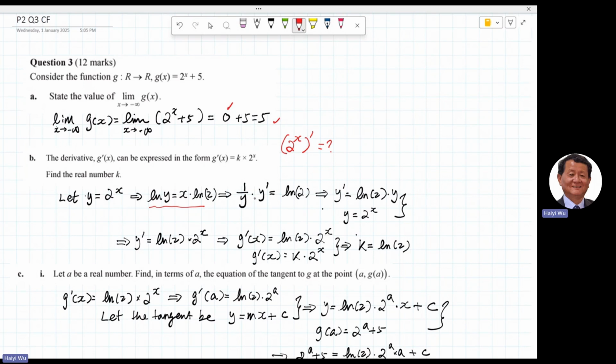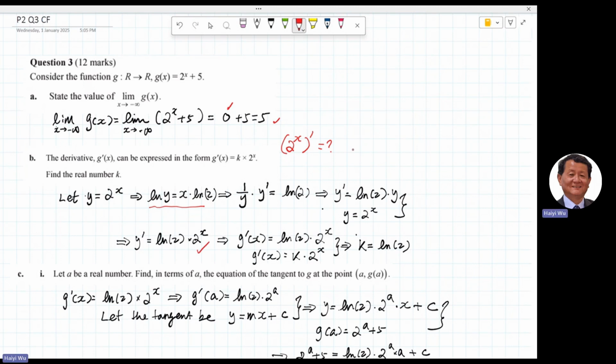On both sides take the natural log: ln y equals x times ln 2. We treat it as a differential equation and differentiate the left-hand side with respect to x. We get 1 over y times y dash, because that's a composite function. The right-hand side becomes ln 2. So y dash equals ln 2 times y. Y is 2 to the power of x, so we substitute back. The derivative of 2 to the power of x is ln 2 times 2 to the power of x.